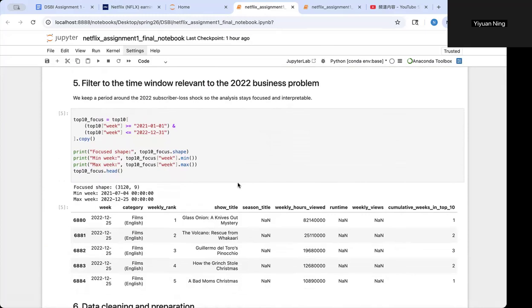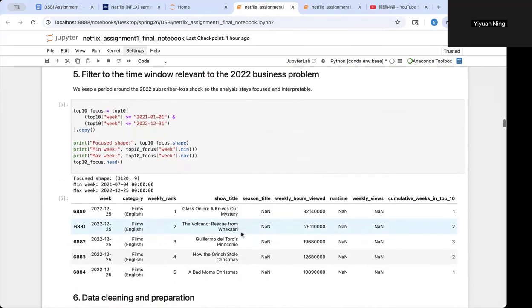Before analysis, I clean the data by standardizing column names, converting dates and numeric variables, checking missing values, filtering the data to the 2021 to 2022 period, and creating time variables such as month and year. After filtering, the dataset covered July 2021 to December 2022, which gives enough context before and after the subscriber loss event.